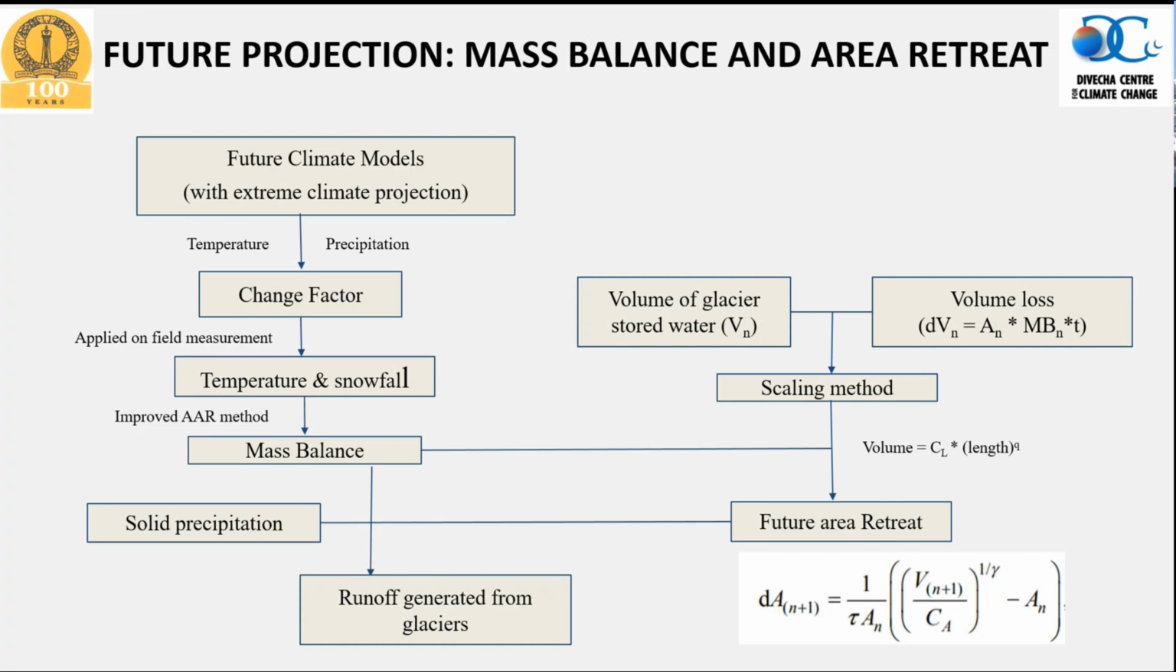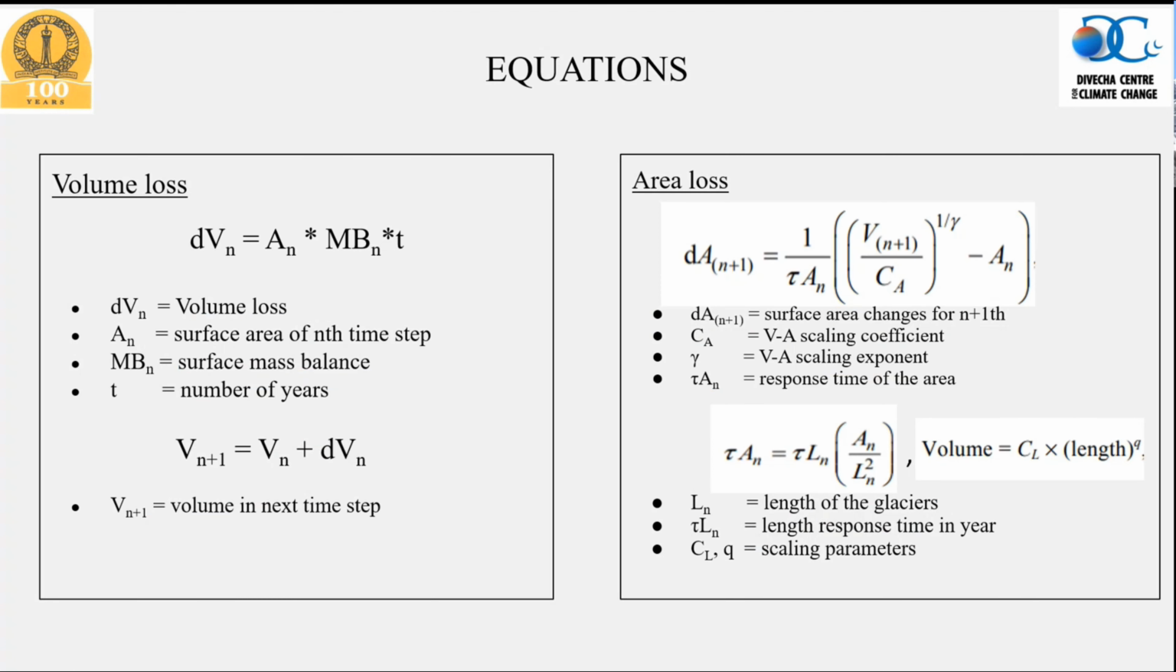You can read critically the paper by Veena and Pradeep to understand how it is done, and you can see the volume loss is estimated because it is an iterative procedure. So you iterate it a couple of times until such time the solution becomes stable. So your area loss, surface area, the surface mass balance, and number of years you can give, and volume in next time frame, and the area loss in next time frame. You can really do it.